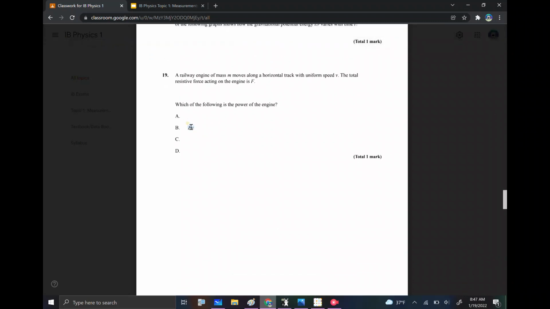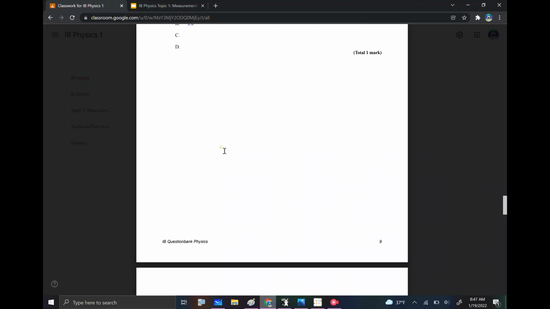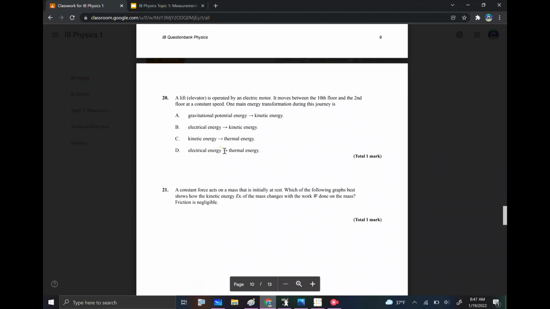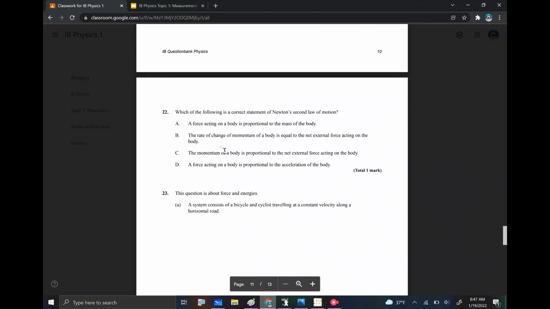18, graph is gone. 19, we only have one option. Thankfully, it's the correct option, right? The power of the engine will always be given by force times velocity, because that is the formula for power. 20 we did in class.